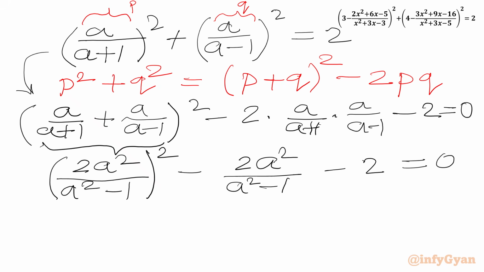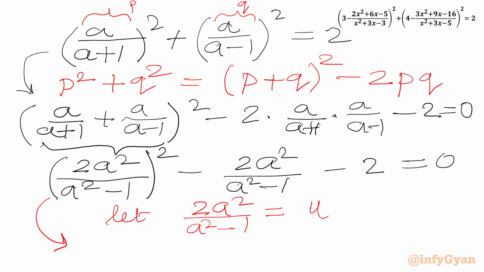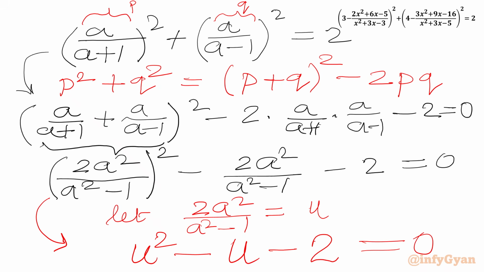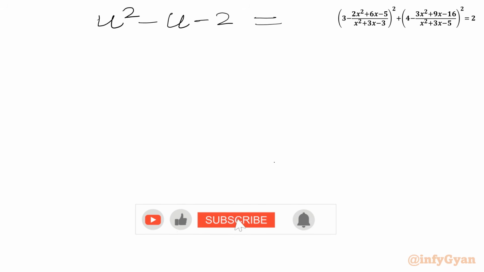So let us assume 2a square over a square minus 1 equal to something. Let me write here 2a square over a square minus 1 equal to u. So we can write our equation in u square minus u minus 2 equal to 0. Remember, u is 2a square over a square minus 1. Now we have to solve this quadratic equation. We'll write here u square minus u minus 2 equal to 0.